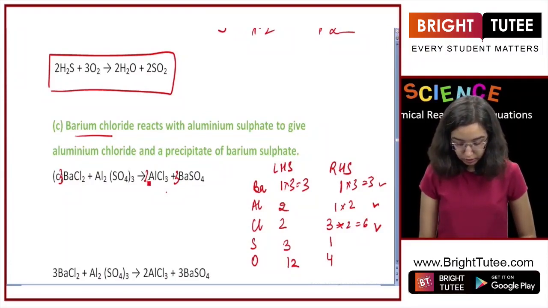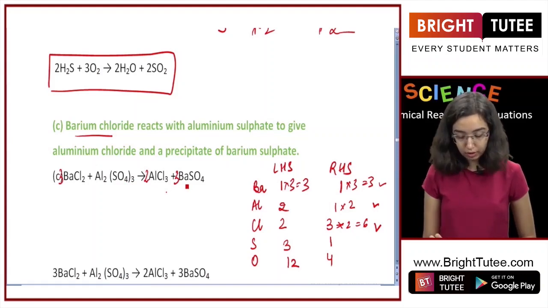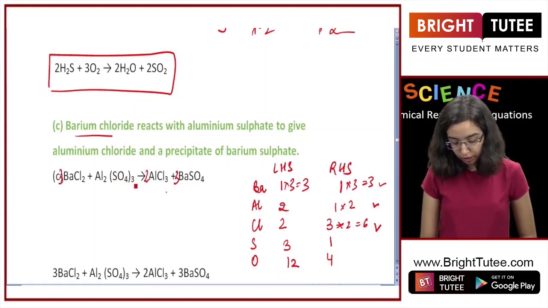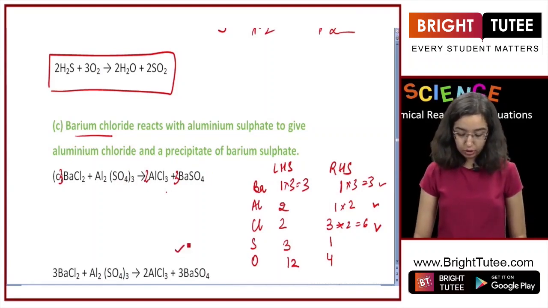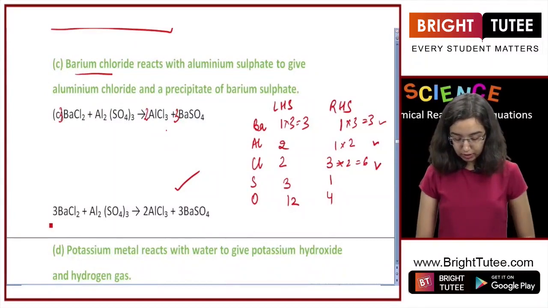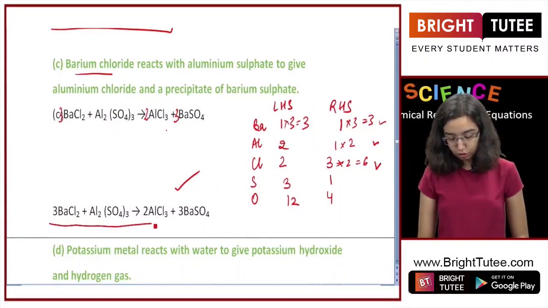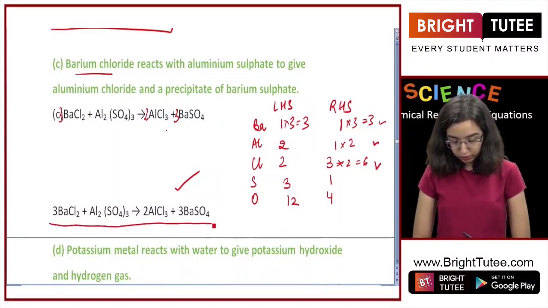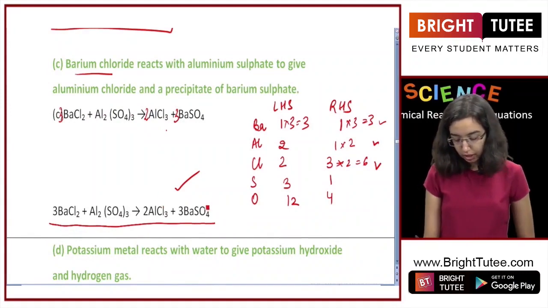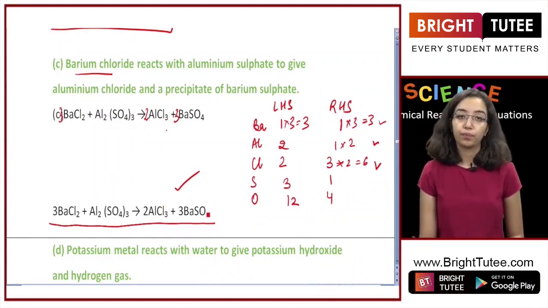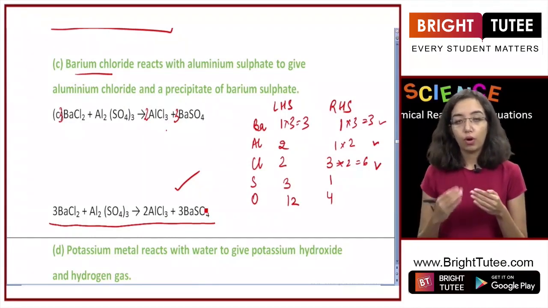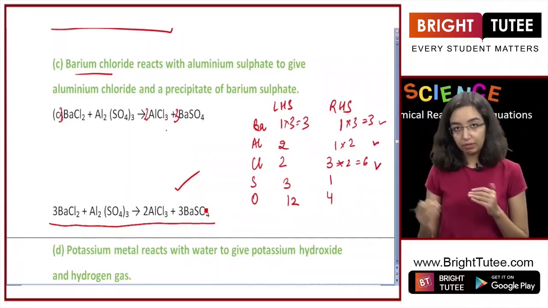Barium 3 here, 3 here, chlorine 6 and 6, aluminium 2 and 2, sulfur here we have 3, and again here we have 3. So it happened on its own. Oxygen we have 4 3s are 12, and here again we have 4 3s are 12. So our equation is balanced, and this gives us our final equation, 3BaCl2 plus Al2(SO4)3 forms 2AlCl3 and 3BaSO4.